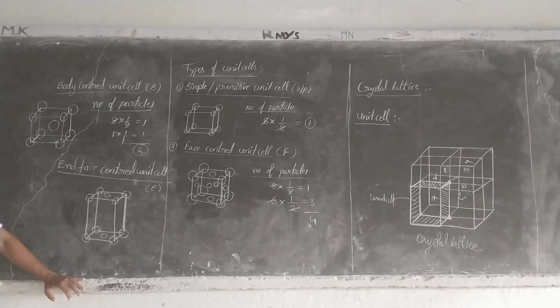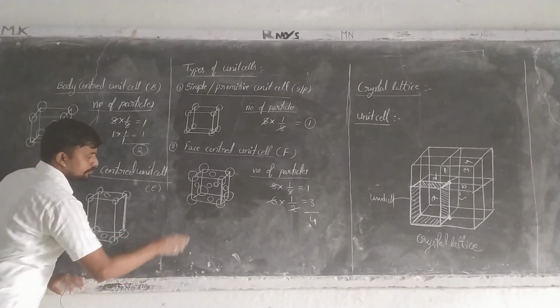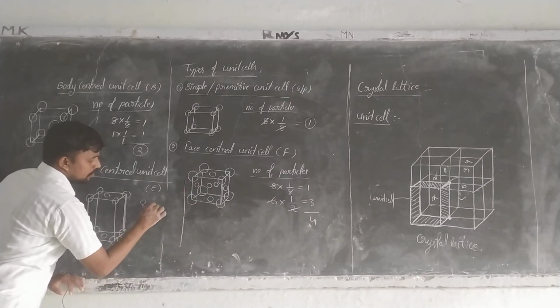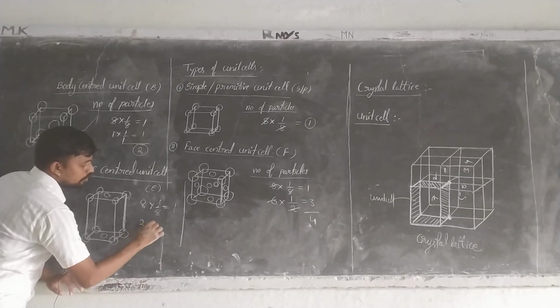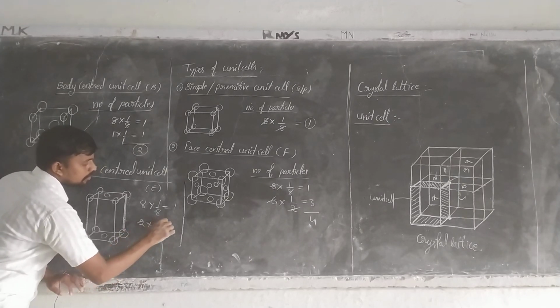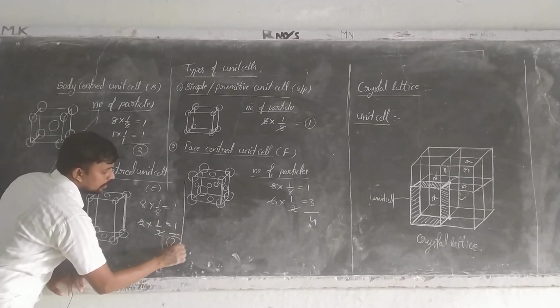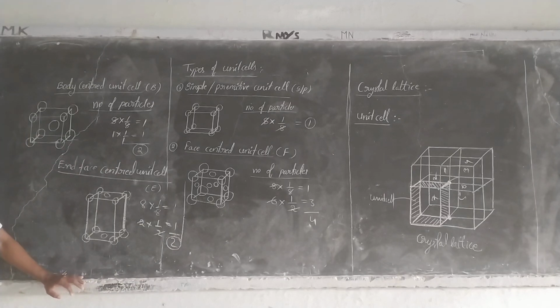Next, end face centered unit cell. In the end face centered unit cell again, 8 into 1 by 8 equals 1, 2 into 1 by 2 equals 1, 1 plus 1 is 2. Number of particles in end face centered unit cell is 2. This is the calculation of the number of particles in different unit cells. Okay, note it down.